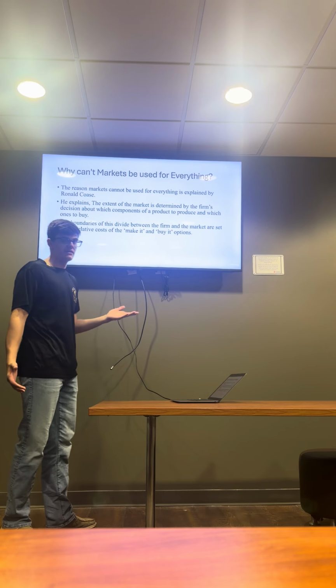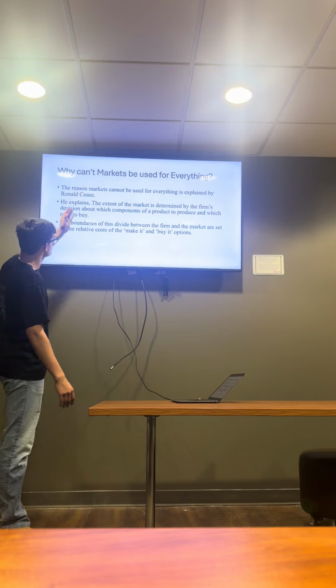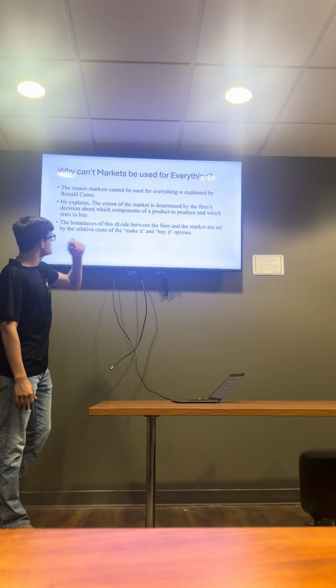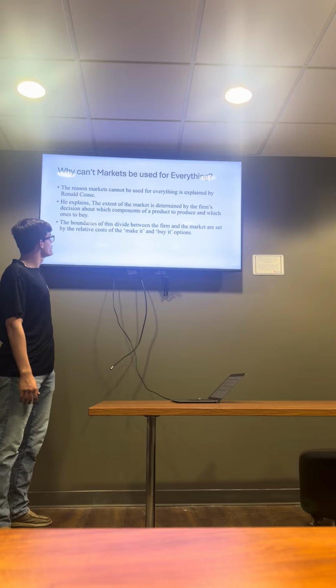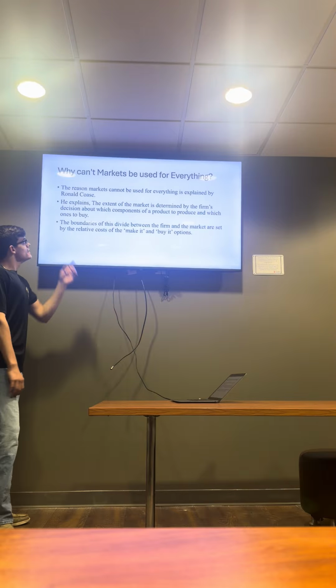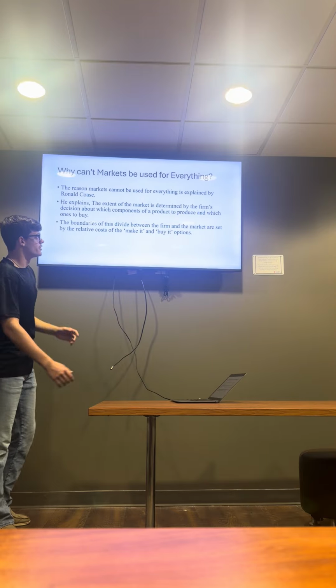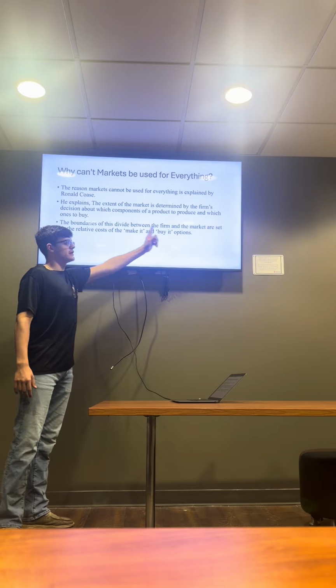Now, markets may sound all great, but they cannot be used for everything. Why is that? Here it is. The reason markets cannot be used for everything is explained by Ronald Coase. He explains the extent of the market is determined by the firm's decision about which components of a product to produce and which ones to buy. The boundaries of this divide between the firm and the market are set by the relative cost of the make it and buy it options, or I like to call it the producer and consumer options.